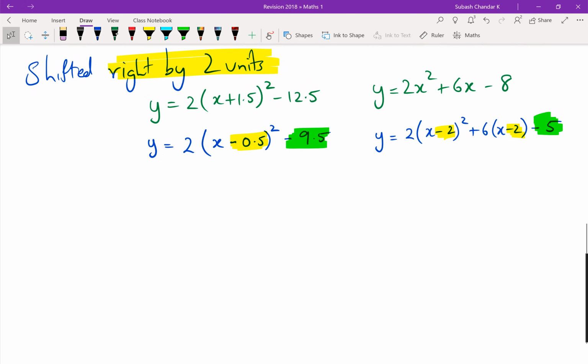And this is something that I did on Friday with my class. If something is moving up, then you just add. Say if it goes 3 units up, then you just add 3 to the equation. If it moves down 3 units, then you subtract 3.